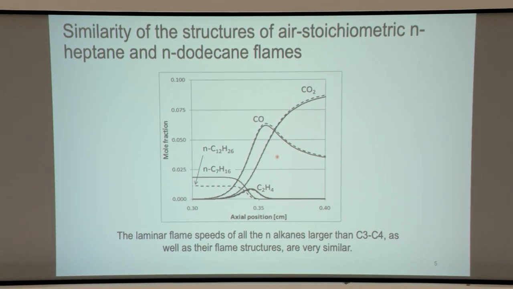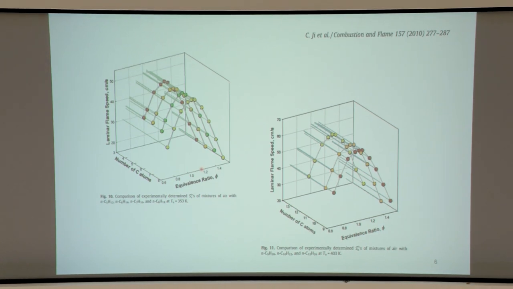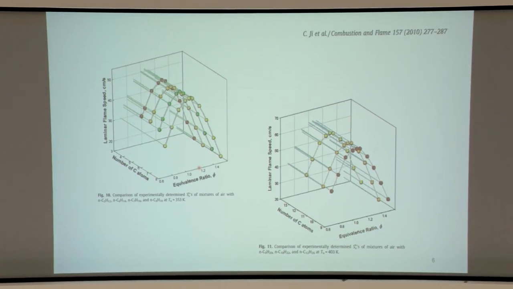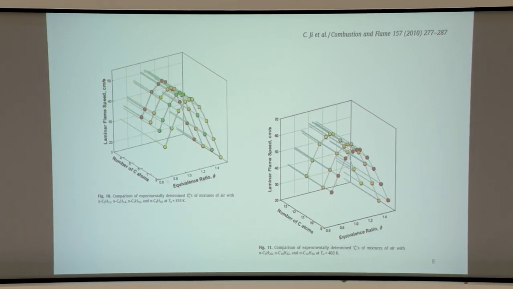And the next slide is showing laminar flame speeds. These were measured at the University of Southern California at different equivalence ratios on this axis, with different carbon atoms for the alkanes. This is a laminar burning velocity. So it shows here n-heptane, C7, is the frontmost curve. n-Hexane is the green. n-Pentane, C5, is the yellow or orange. And in the red is n-butane.